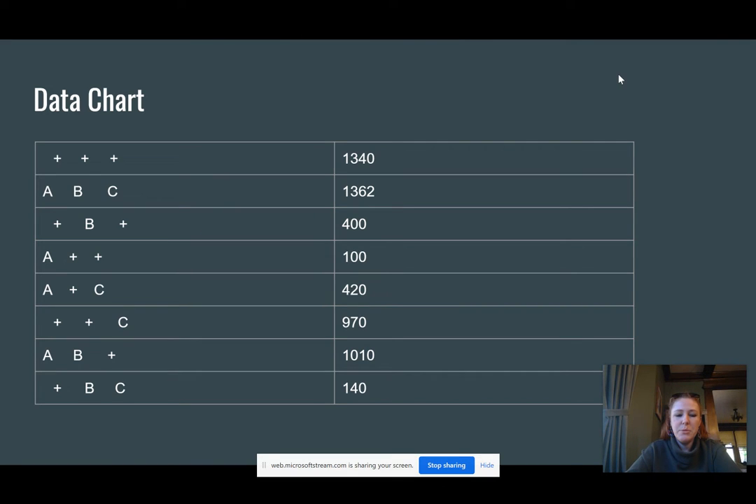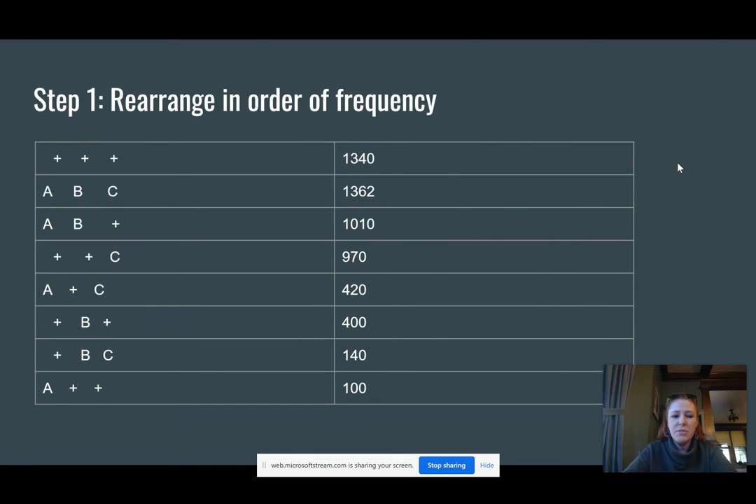This is the data that we were given for analyzing and mapping genes. These are the offspring. The first step is just to arrange them in a data chart like I've done here. These are not in any particular order; these are just as they were given to us. The first thing I like to do is rearrange them in order of frequency so that I can more easily see which are the parental types and which are the single crossovers and double crossovers.